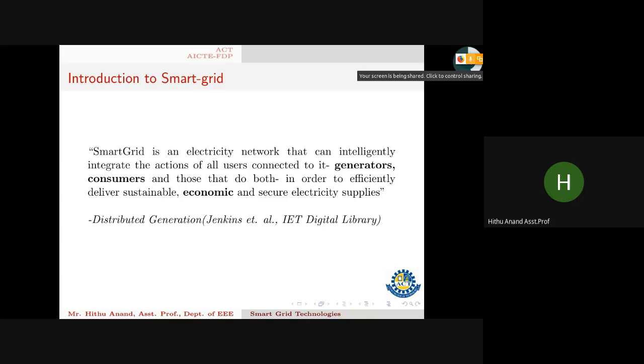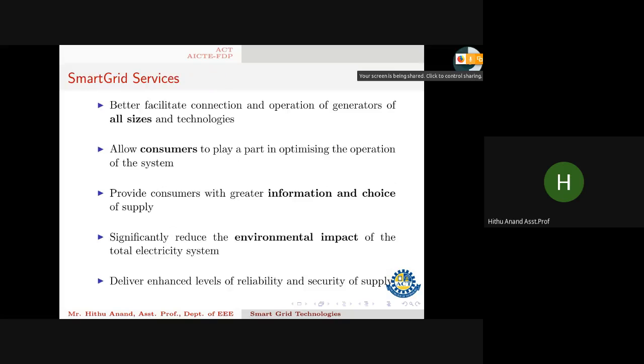So what is the introduction of a smart grid? A smart grid is an electricity network. It can intelligently integrate the actions of all users connected, such as generators and consumers, and it can efficiently deliver a sustainable, economic, and secure electricity supply. So it is taken from distributed generation by Jenkins. That is one of the definitions of smart grid. We have so many definitions.